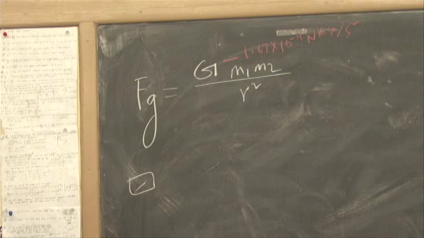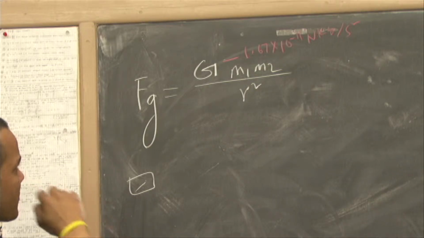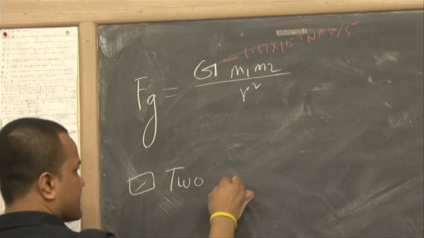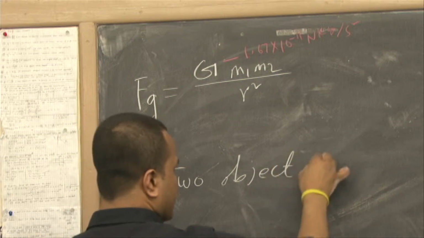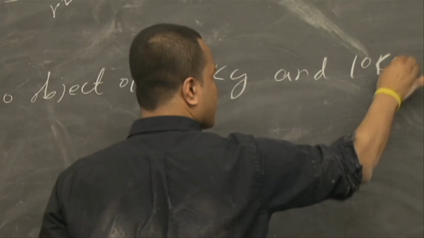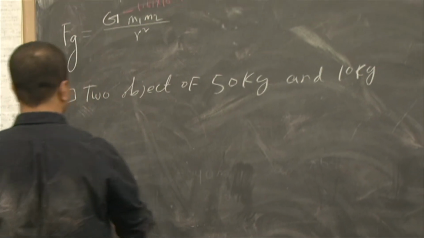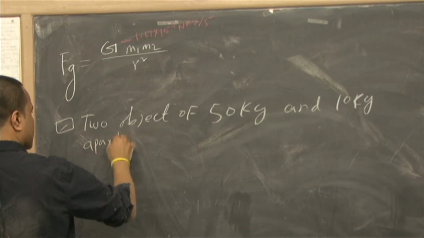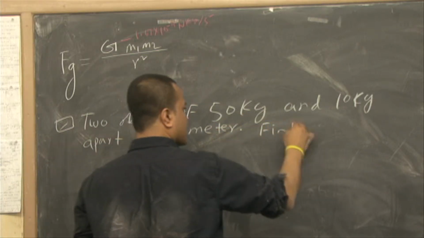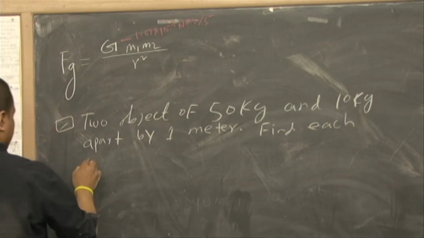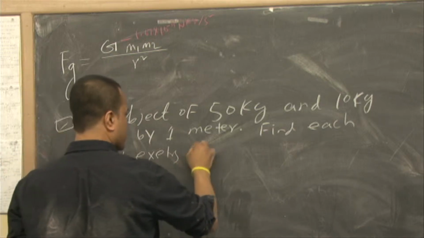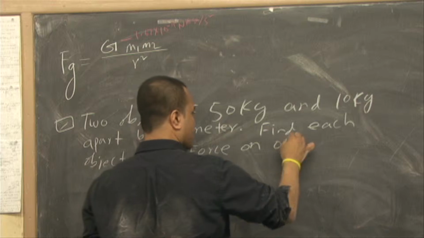Okay, so let's try to come up with a question using this formula. Two objects of 50 kg and 10 kg are apart by 1 meter. Find the force each object exerts on the other. Okay.